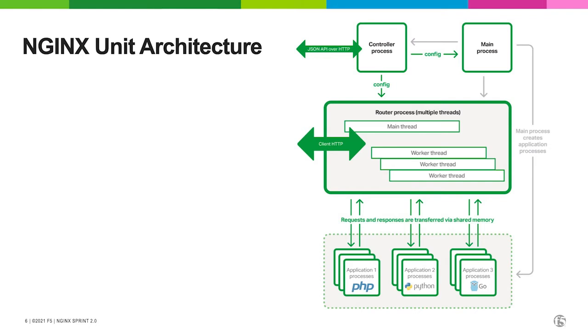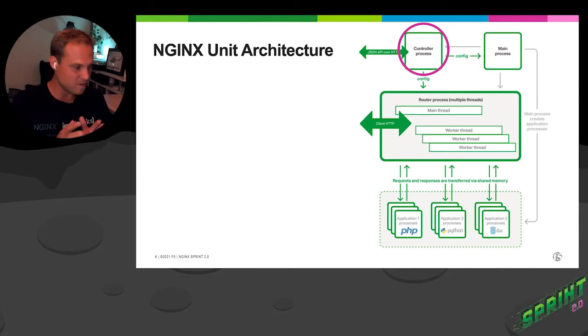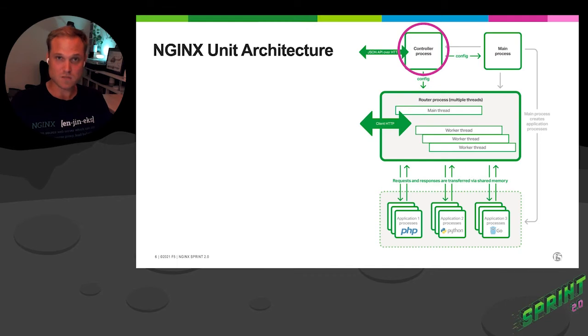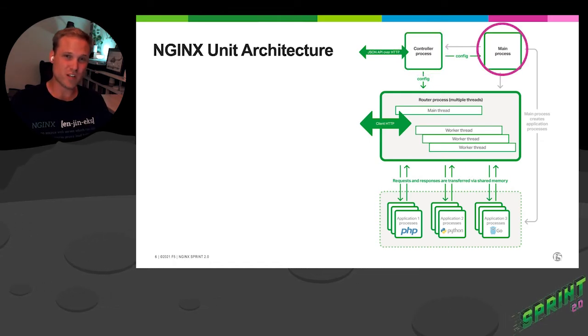Right. Yeah, that's correct. So from what you can see here in this diagram, let me walk through it. Let's start on the very top left with the controller process. The controller process is the process that takes care of the incoming API requests. So all the requests we send to Nginx Unit will be handled by the controller process. The main process is handling the reconfiguration, but I do not want to go into much detail here because it's a technical thing that the main process is taking care of the configuration.